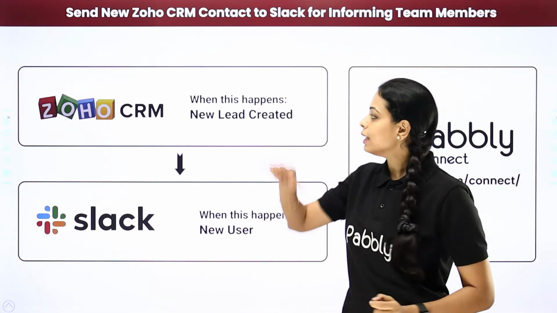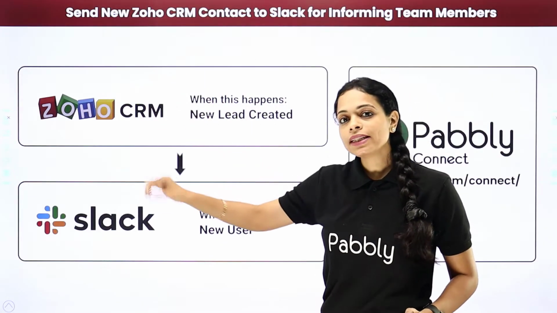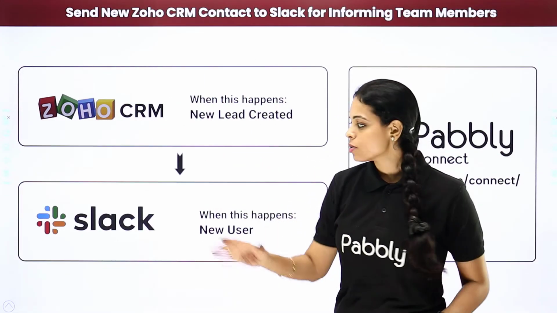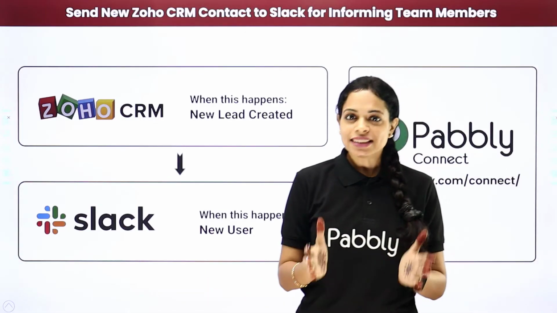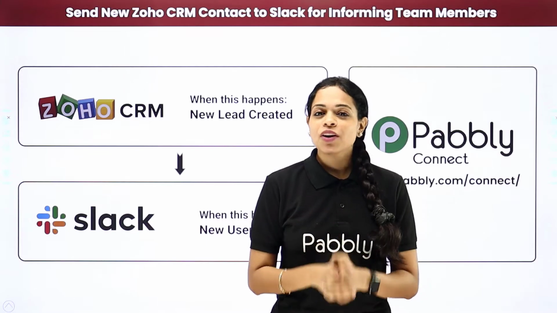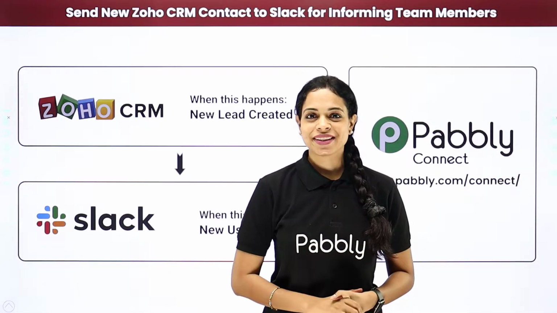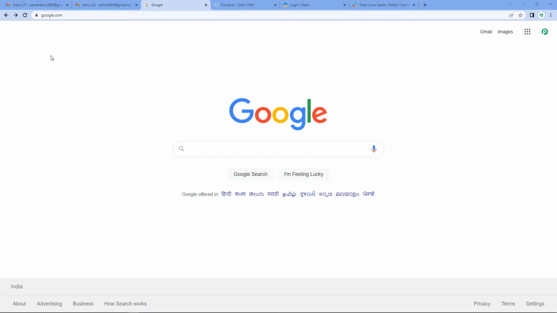So what would happen every time a new lead is created on Zoho CRM? Automatically a message will be sent to the team members on Slack. Isn't it fantastic? Yes, it's going to save a lot of time. And how do we do this? Let me take you to my screen and tell you step by step. So let's start this interesting process.